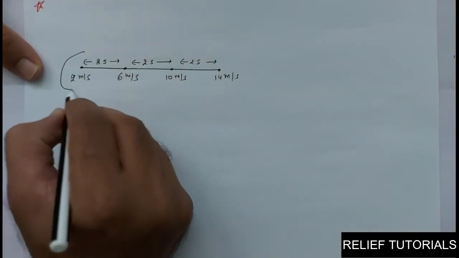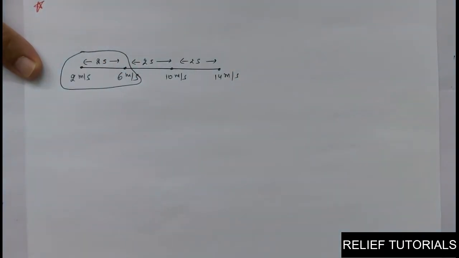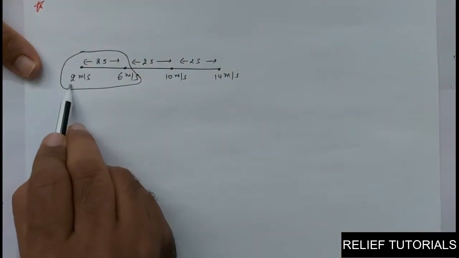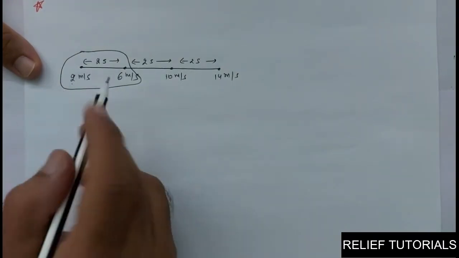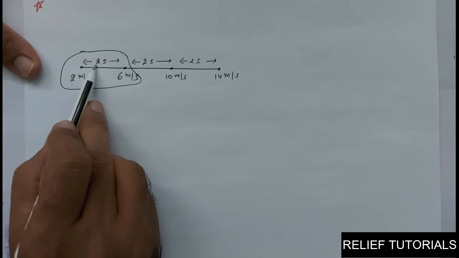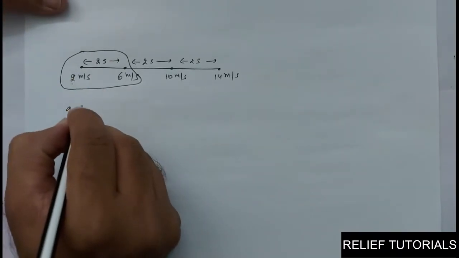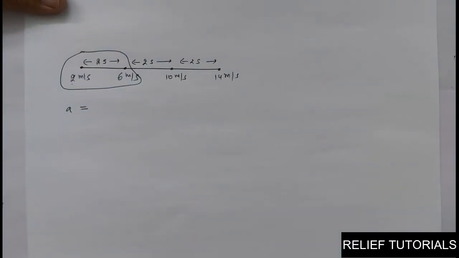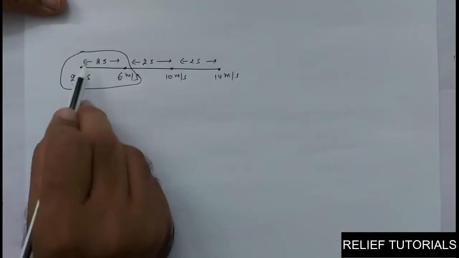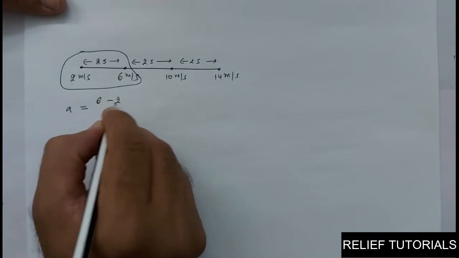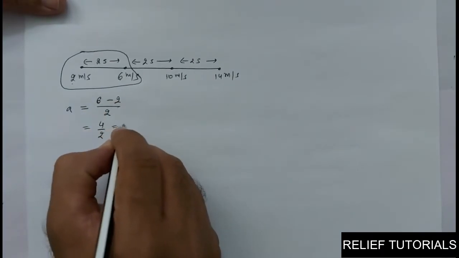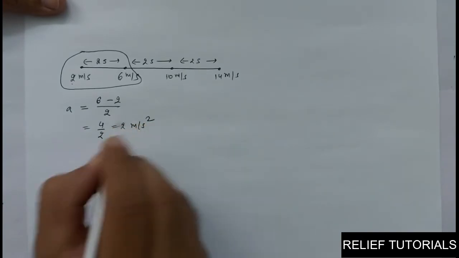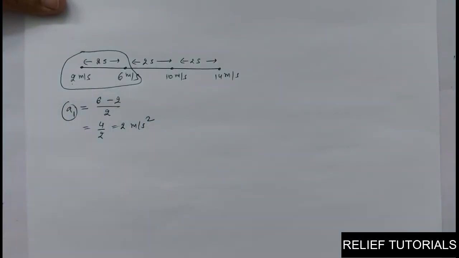If you see this first pair of observations, initial velocity is 2 meter per second, final velocity in this particular part is 6 meter per second and the time required for that is 2 seconds. So can you find a here? a = (v − u)/t, means (6 − 2)/2. Final velocity minus initial velocity by 2. So 6 minus 2 is 4, 4 by 2 is 2 meter per second square. Acceleration for the first part.